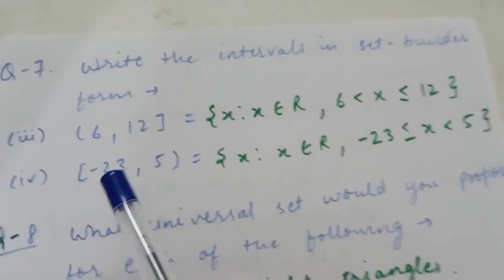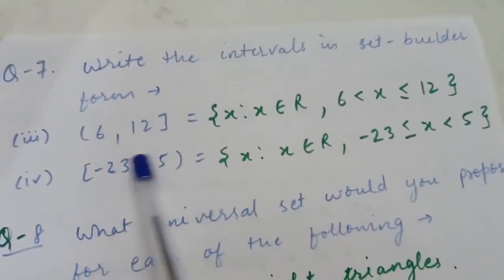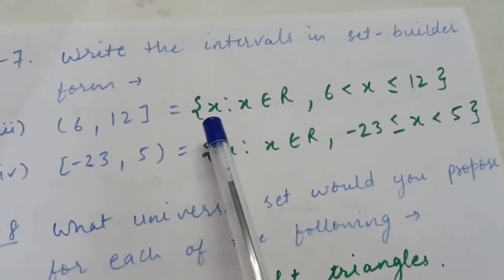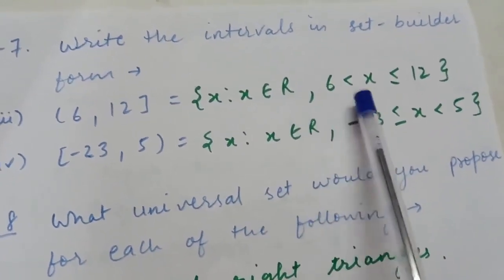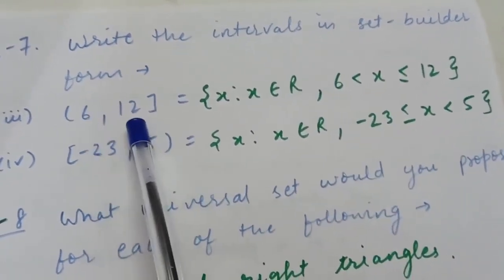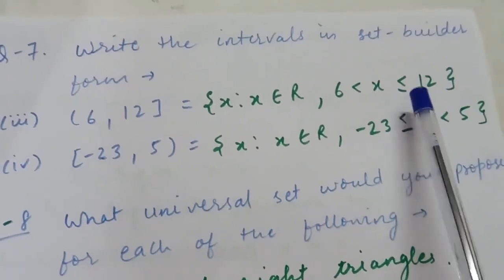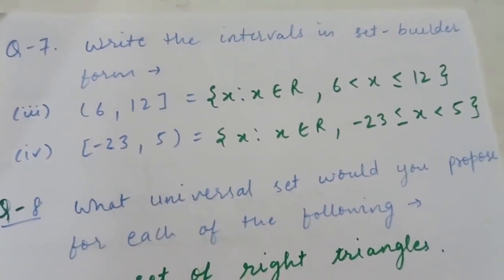Now next is question number 7. Write the intervals in set builder form. This interval is given. We have to write it down in set builder form. So this is {x such that x belongs to real numbers, x is greater than 6 and less than 12}. Also at 12 we will introduce equality. Why? Because at 12 the closed bracket is there.